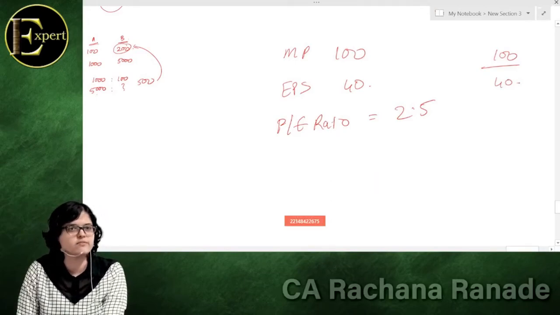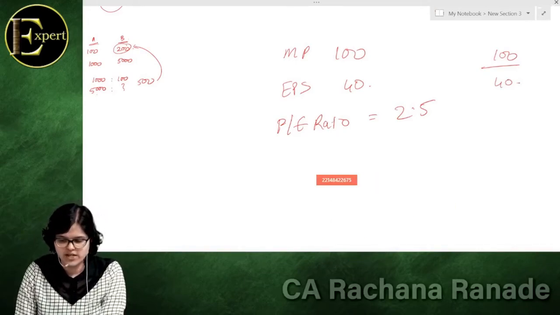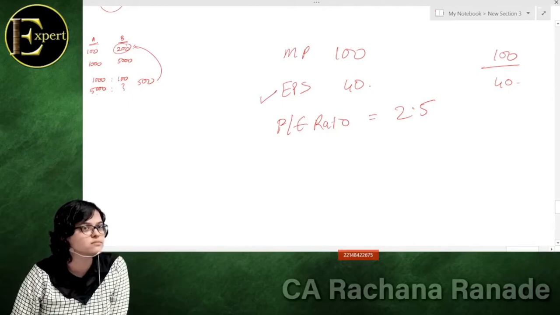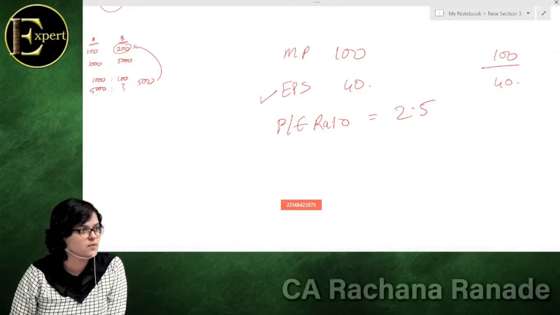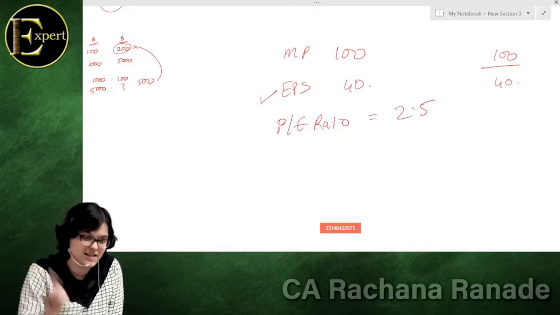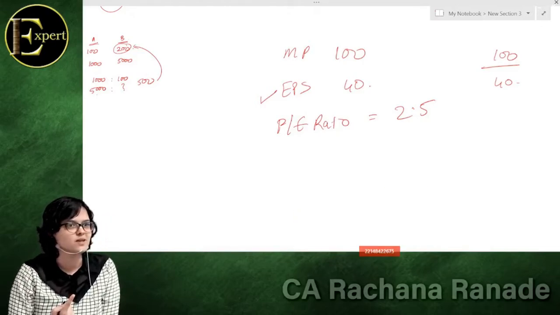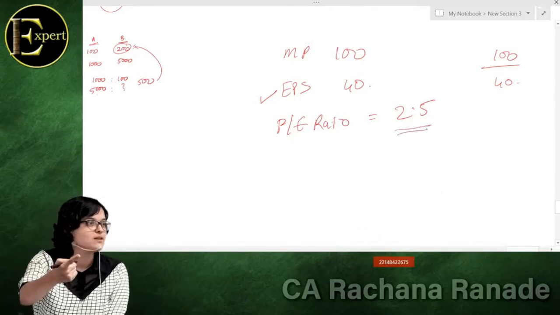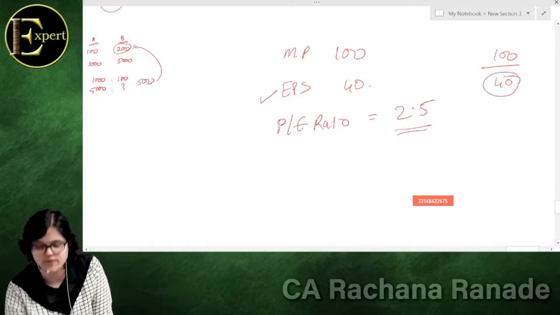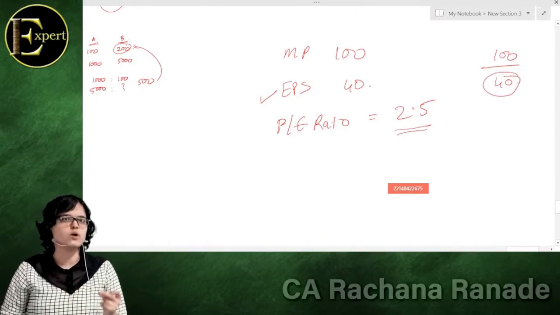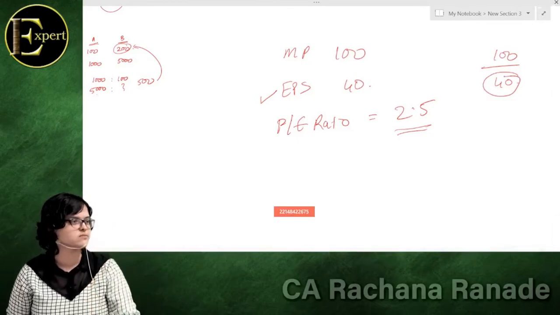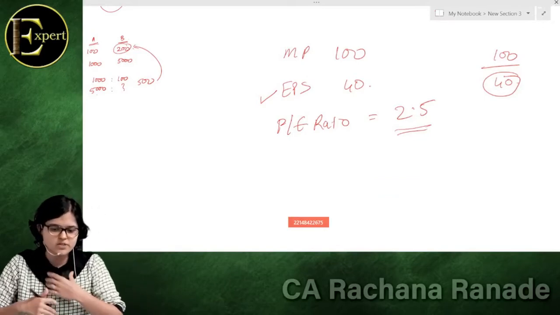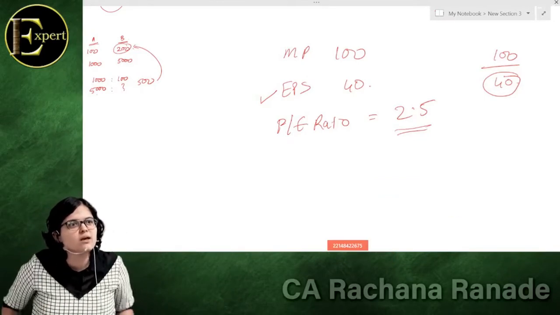What is the meaning of 2.5? मुझे 40 रुपए का अर्निंग मिलने के लिए मैं 2.5 गुना पे करने के लिए रेडी हूं. मराठी ट्रान्सलेशन, अडीच पट द्यायला तयार आहे मी. And finally in English, I'm ready to pay 2.5 times to earn 40 rupees income. I want 40 rupees. तुमको कितना चाहिए बोलो? I'm ready to pay 2.5 times. So higher the PE ratio, can I say I'm shelling out more money, I'm paying more money to get that earning.